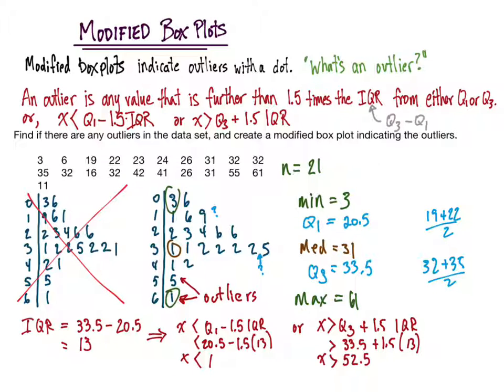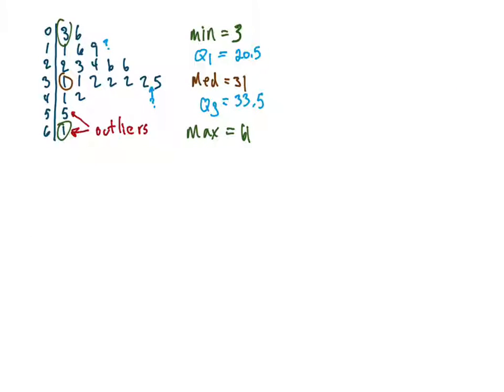So when we make our modified box plot, we will want to denote these two outliers with a dot. And our box and whisker plot then will really go from the 3 up to 42 for our right-hand whisker, and the outliers will be dots. So let's take a look at that. Let me copy this data to a new page.